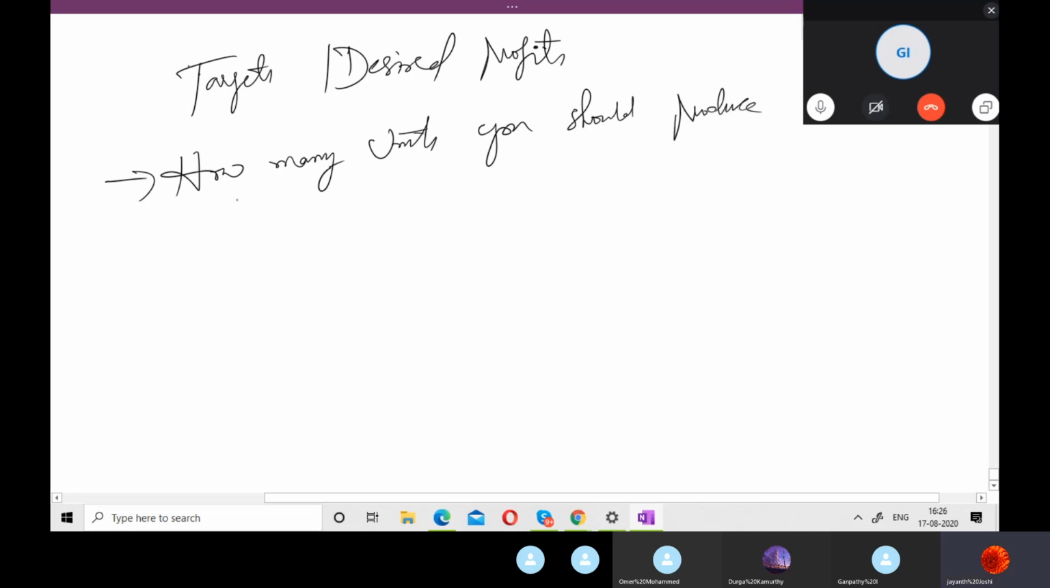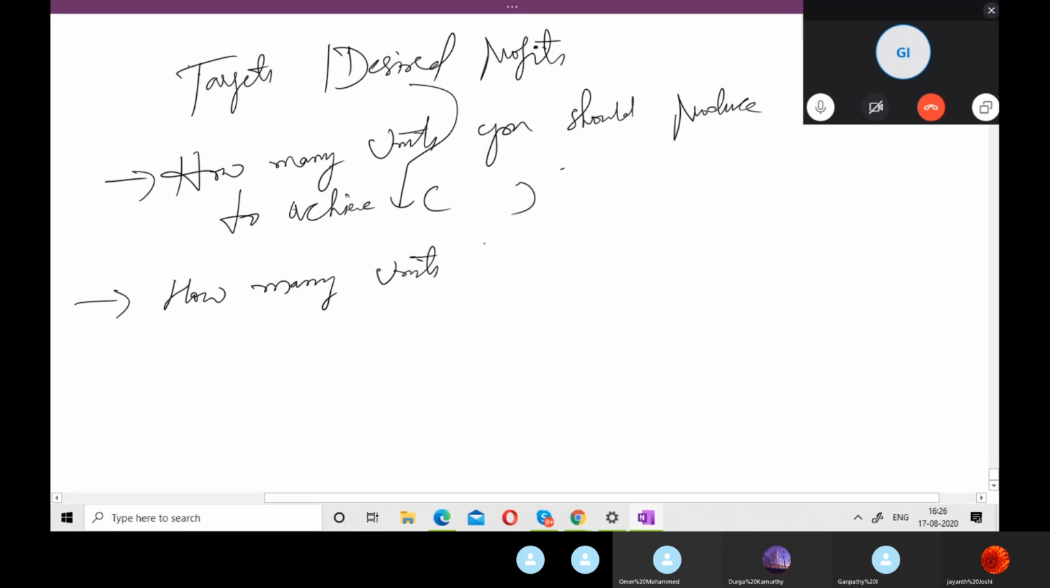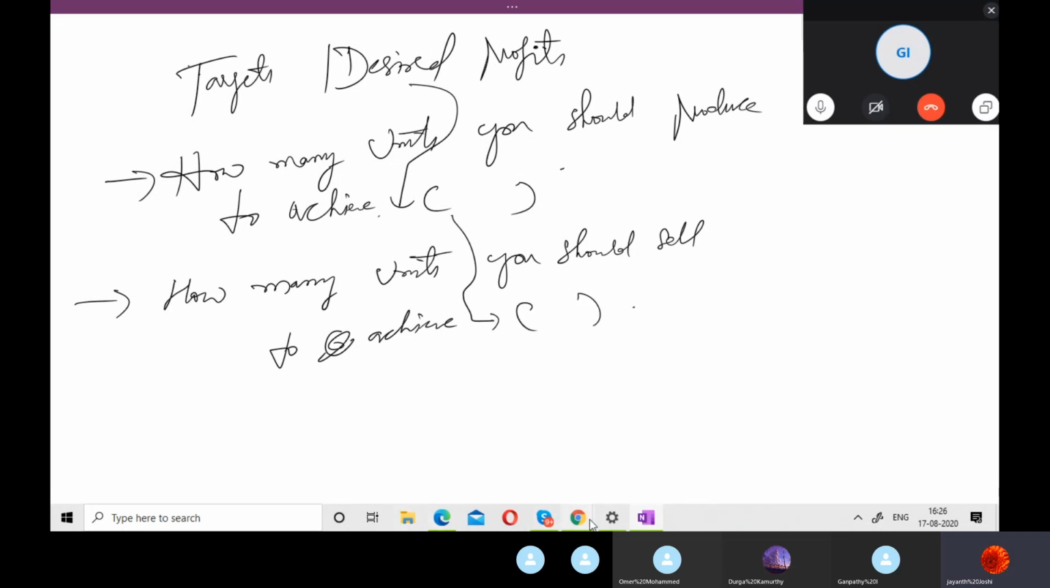Now the question arises, how many units, so there are formulas for these also, how many units you should produce or make to achieve the desired profit what you have desired. And then second comes how many units you should sell to achieve the desired profit. Okay, so we are going to see those also with the help of formulas and we'll justify that, don't worry.